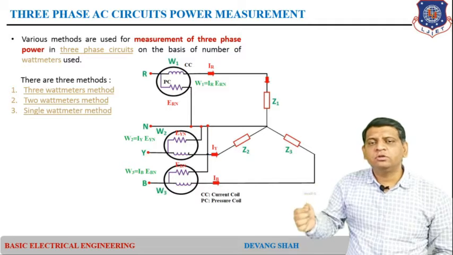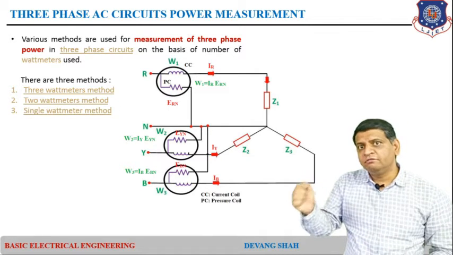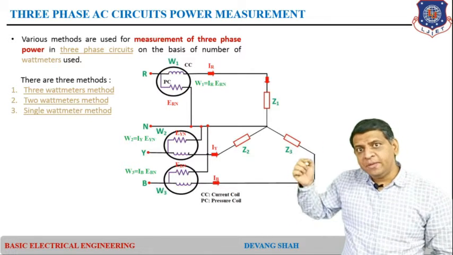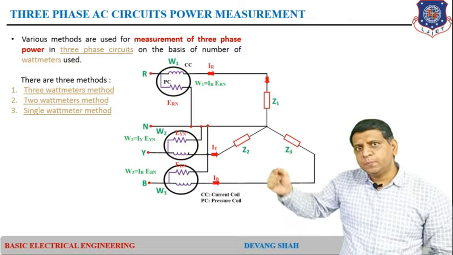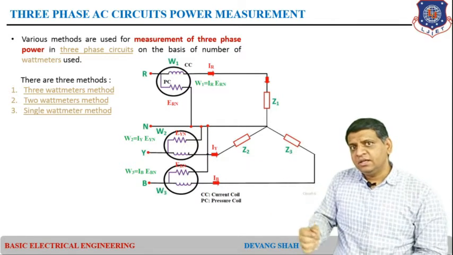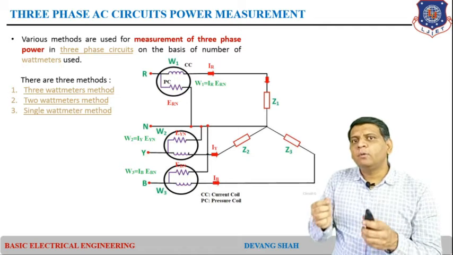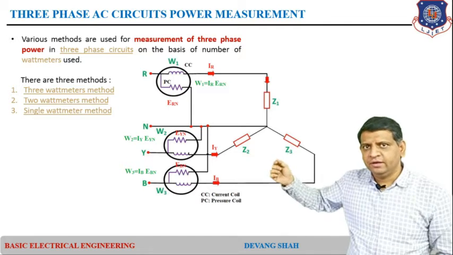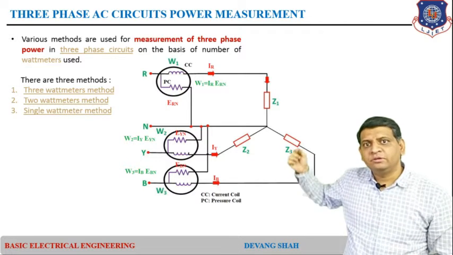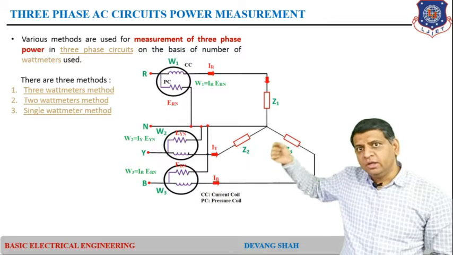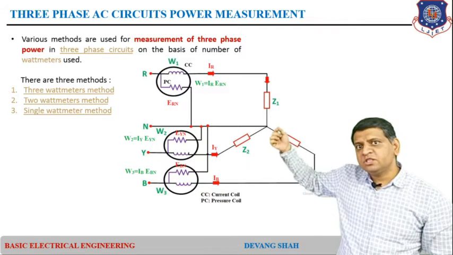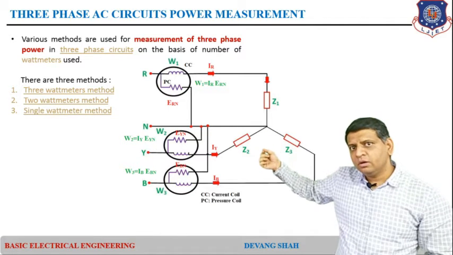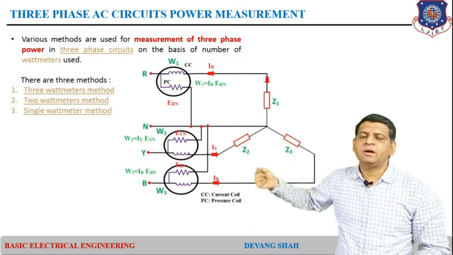CC stands for current coil, which measures the value of current passing through it. That is the job of the current coil. In the same way, PC is the pressure coil. This pressure coil is ultimately a kind of resistance that measures the voltage drop across it. If you multiply the current passing through the current coil and the voltage drop across the pressure coil, you will find the total power in watts.